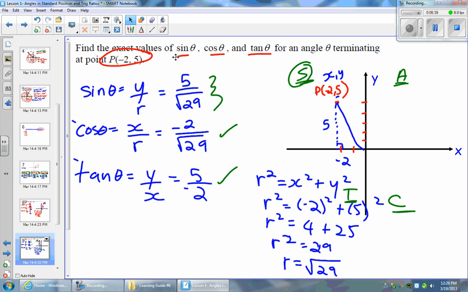So that is it for finding trig ratios given a point on the Cartesian plane.